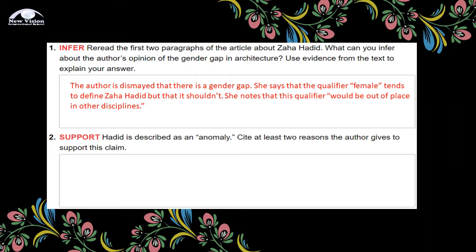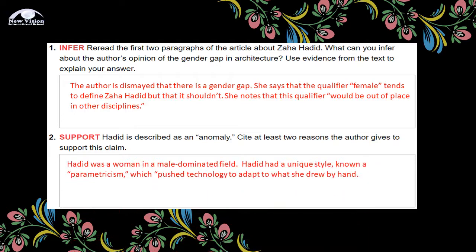Next, Hadid is described as an anomaly. Cite at least two reasons the author gives to support this claim. A possible answer is Hadid was a woman in a male-dominated field. Hadid had a unique style known as parametrism, which pushed technology to adapt to what she drew by hand.